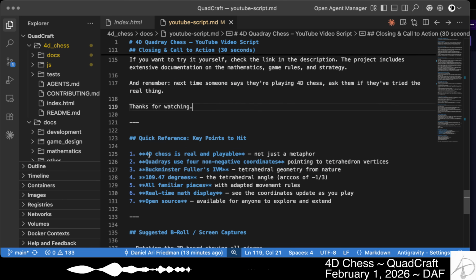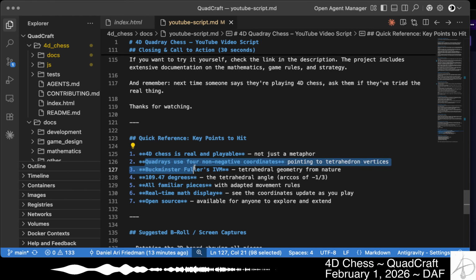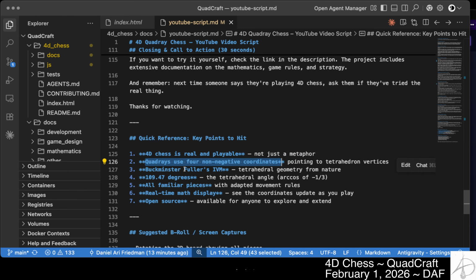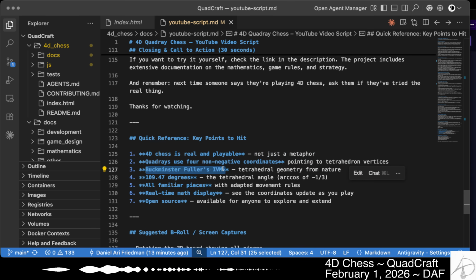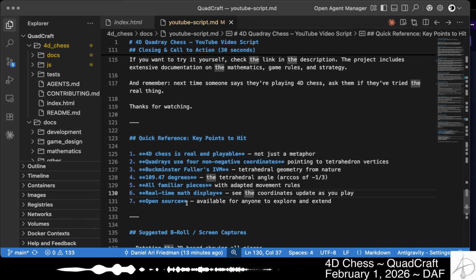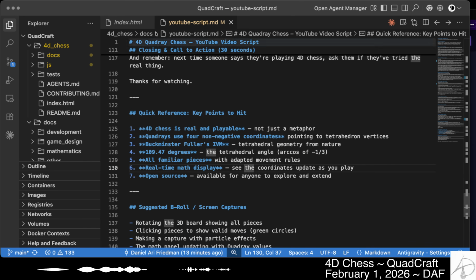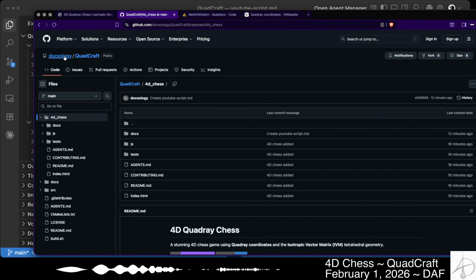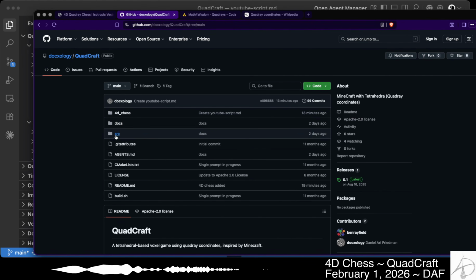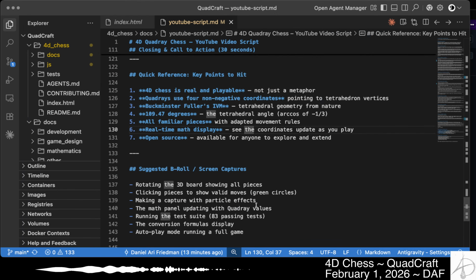Key points. 4D chess is real and playable. Quadrays use 4 non-negative coordinates. Buckminster Fuller characterized the isotropic vector matrix, the close-packed spheres geometry. 109.47 degrees, which is the arc cosine of negative 1/3. That's the tetrahedral angle of methane. All the familiar chess pieces have adapted movement. Real-time math shows you the coordinates as you update and play, and everything is open source at the Doxology Quadcraft repo, where there's other fun games like the regular Quadcraft browser-based tetrahedral Minecraft.